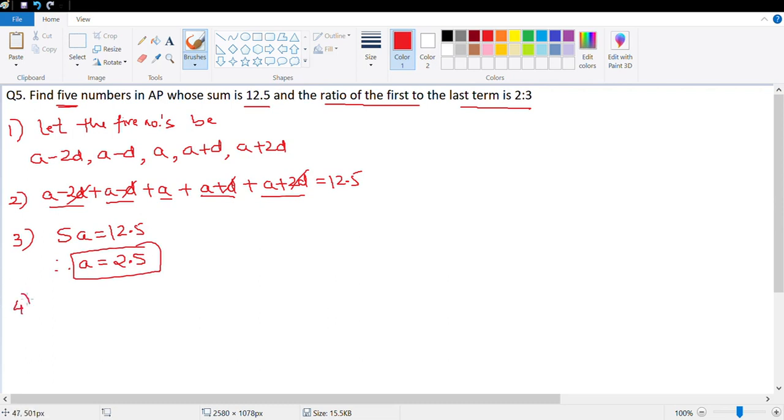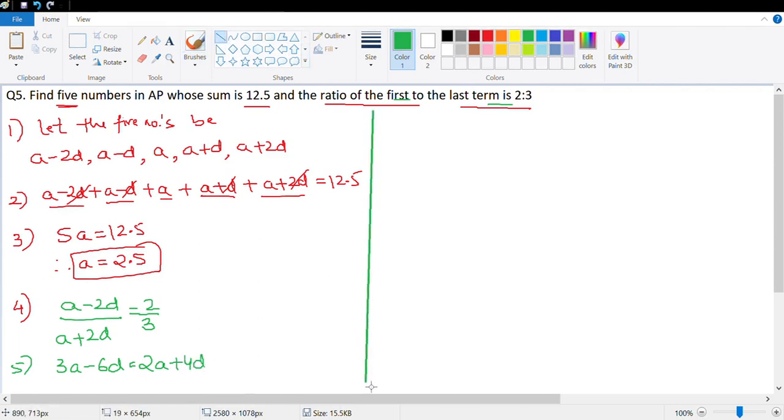Next, let's see what the relationship is given. It says ratio of the first term to the last term. So the first term is a minus 2d. The last term is a plus 2d. Right? The ratio is given equal to 2 upon 3. That's correct. Let's cross multiply. I get 3a minus 6d is equal to 2a plus 4d. Yeah, let's reconfirm. 3 into a, 3a minus 6d is equal to 2a plus 4d.